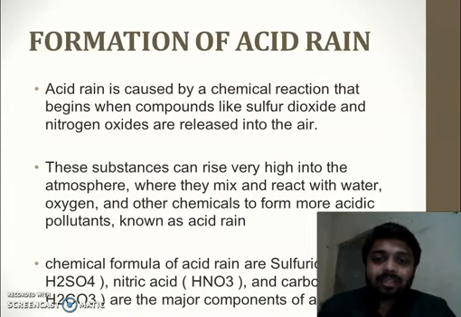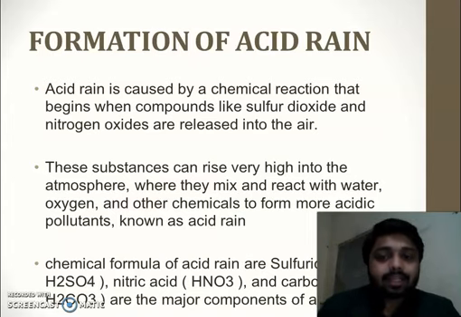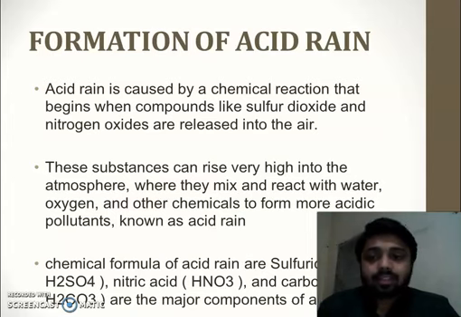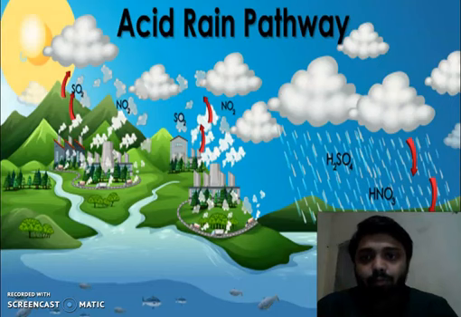The chemical formulas of acid rain are sulfuric acid H2SO4, nitric acid HNO3, and carbonic acid that is H2CO3, and these are the major components of acid rain, okay. So this is the formation, moving forward.